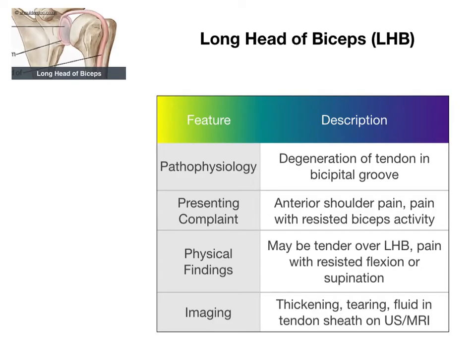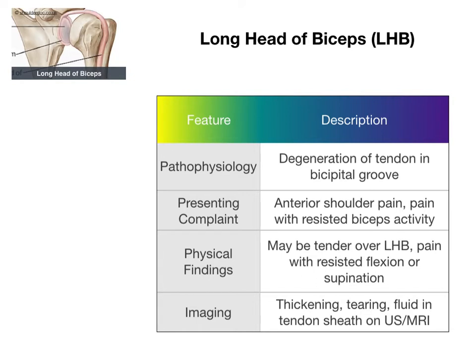Next, the long head of biceps runs in the bicipital groove anterolaterally on the shoulder, like you can see in the thumbnail. It's stabilized by the subscapularis, the transverse ligament, and other ligamentous structures as it enters the glenohumeral space. It's not an official part of the rotator cuff, but it tends to undergo degenerative changes or become unstable along with rotator cuff degeneration.